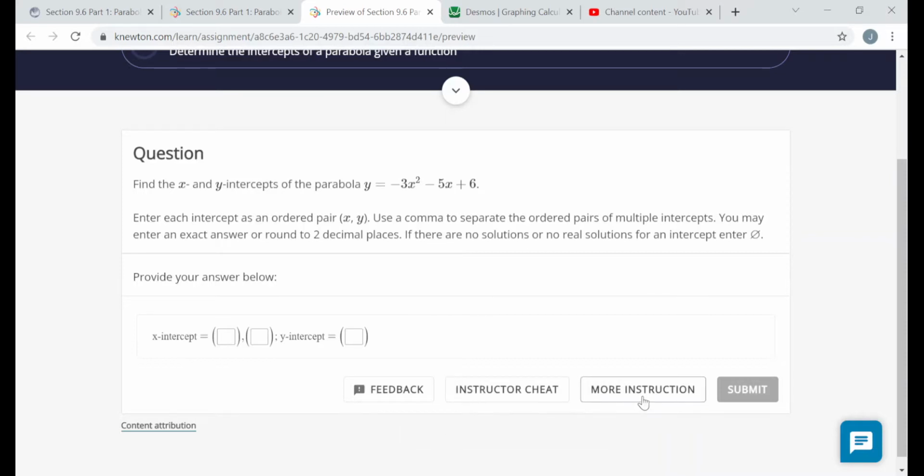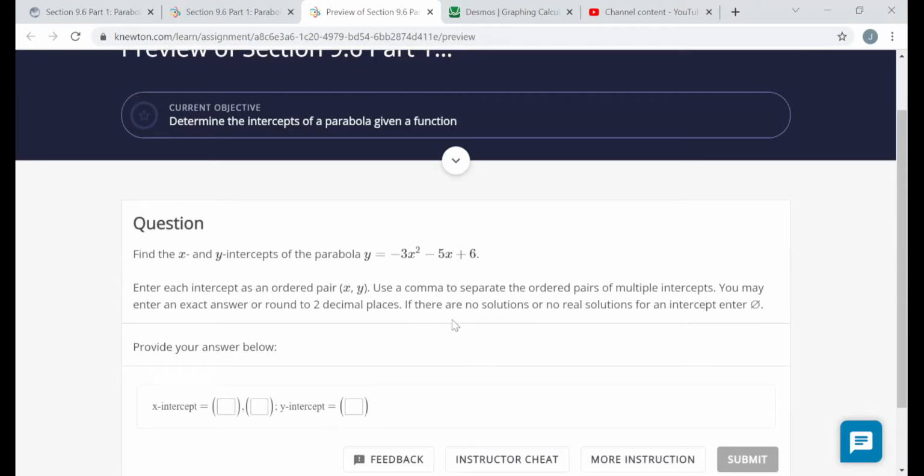But you will see a more instruction button, which I highly recommend using if you're struggling. Click on this and it'll provide you with further reading, maybe some videos that are related to the objective of the question you're working on. And hopefully that helps you.